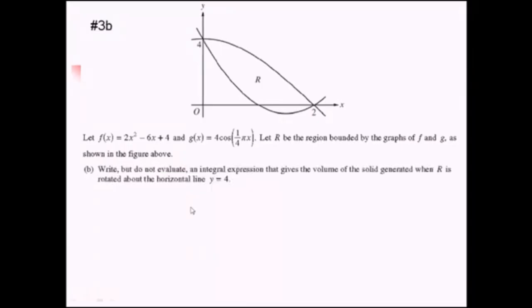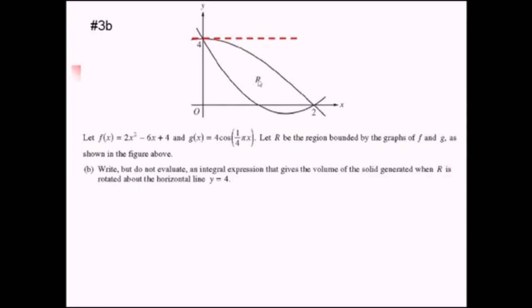For this next part of the problem, they want us to write but not evaluate an integral that gives us the volume of a solid of R being revolved around the horizontal line y equals 4. So I'm going to draw that on here so I have a visual of what I'm doing. That's up here. If I'm revolving around this line, that means I have a space between my axis of revolution and bounded region. So I'm going to use washers for this.